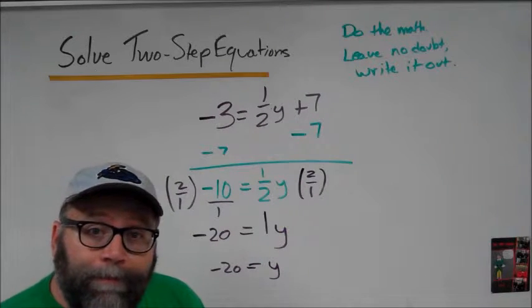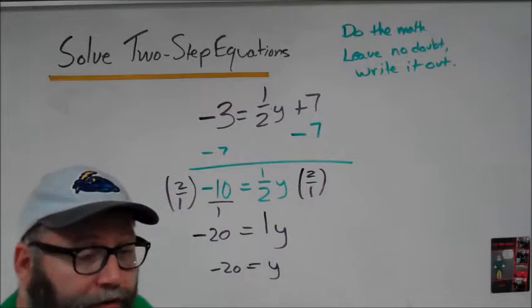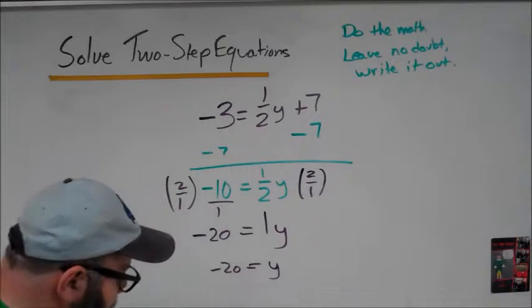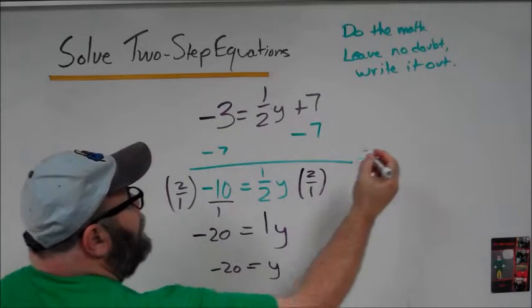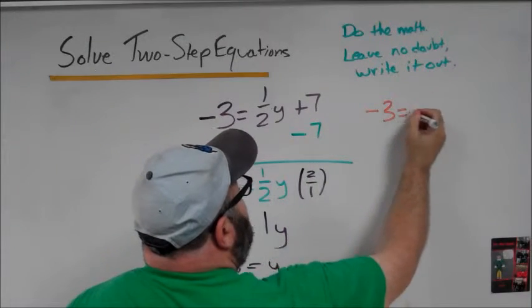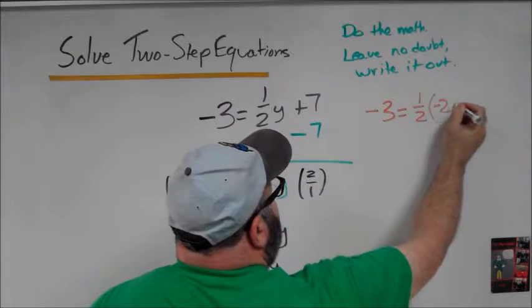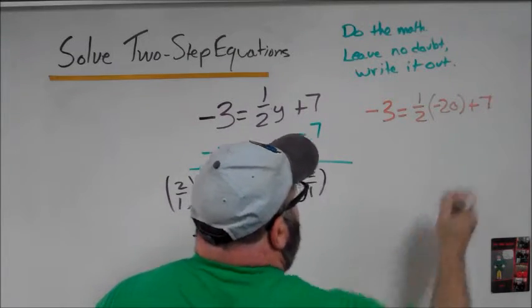Do you believe it? Well, you can prove it to yourself. So let's do the check. y equals negative 20. Let's go and try this brown here. Negative 3 equals 1/2 times negative 20 plus 7.